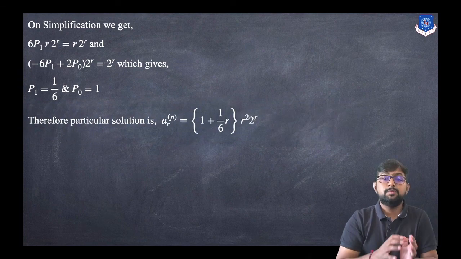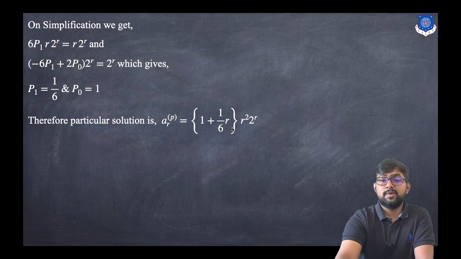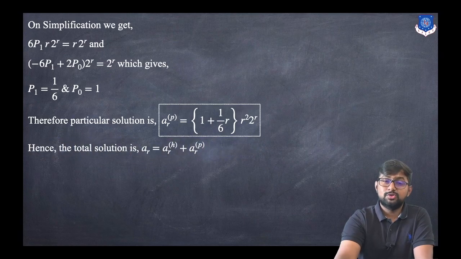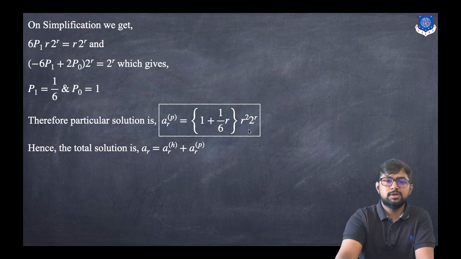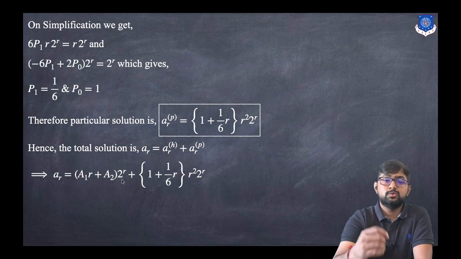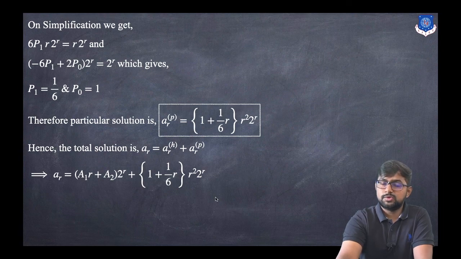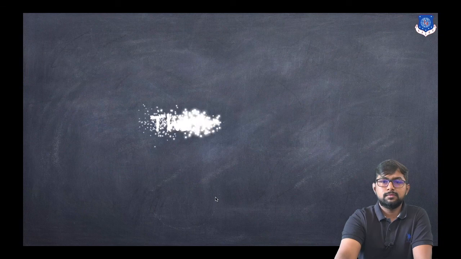So therefore the particular solution is (p0 plus p1 r), that means (1 plus 1 by 6 r) times r squared and 2 raised to r. And hence the general solution or the total solution is the addition of the homogeneous and particular solutions. So we will get (a1 r plus a2) times 2 raised to r, plus this particular solution. So this will be the final answer. Thank you.